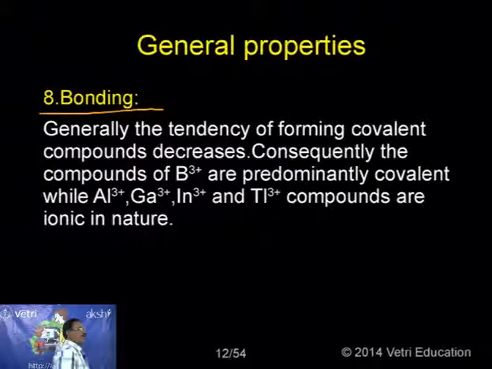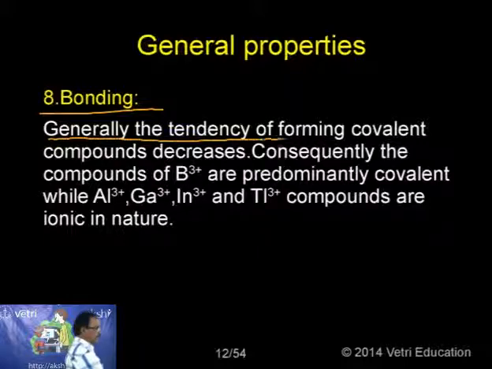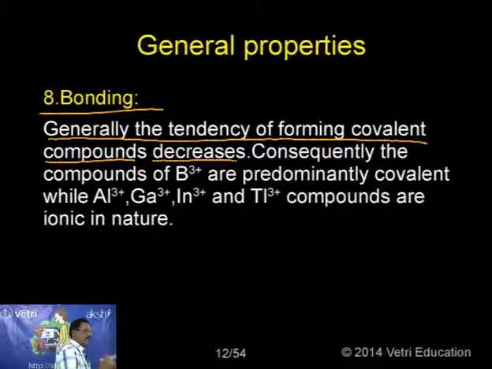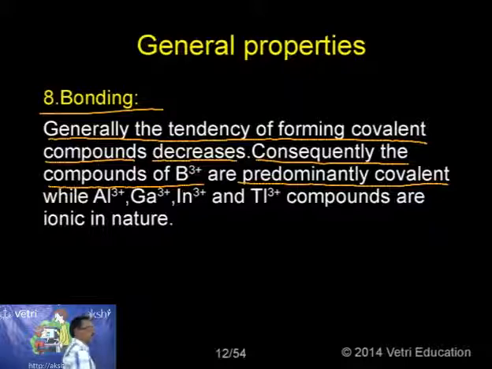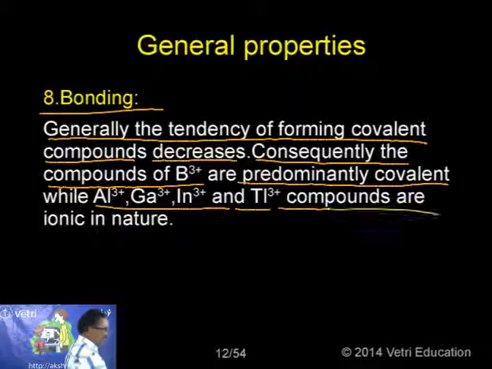Another interesting property, bonding, the formation of covalent and ionic bonding. In the boron family, generally the tendency of forming covalent compounds decreases. Consequently, the compounds of boron 3 plus are predominantly covalent in nature, while Al 3 plus, gallium 3 plus, indium 3 plus and thallium 3 plus compounds are ionic in nature. This is the interesting information.